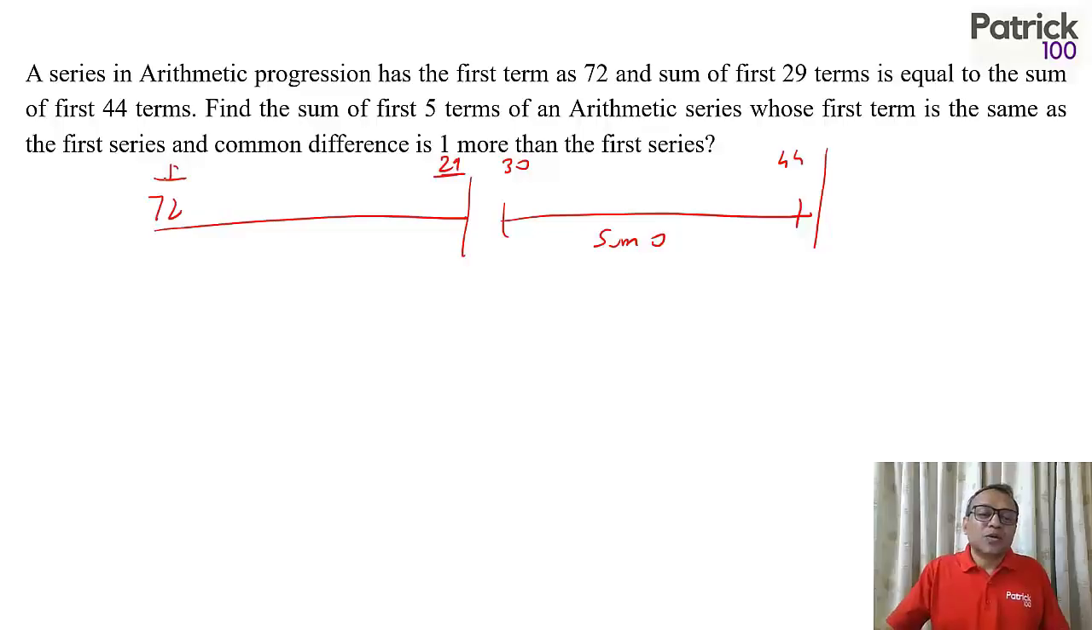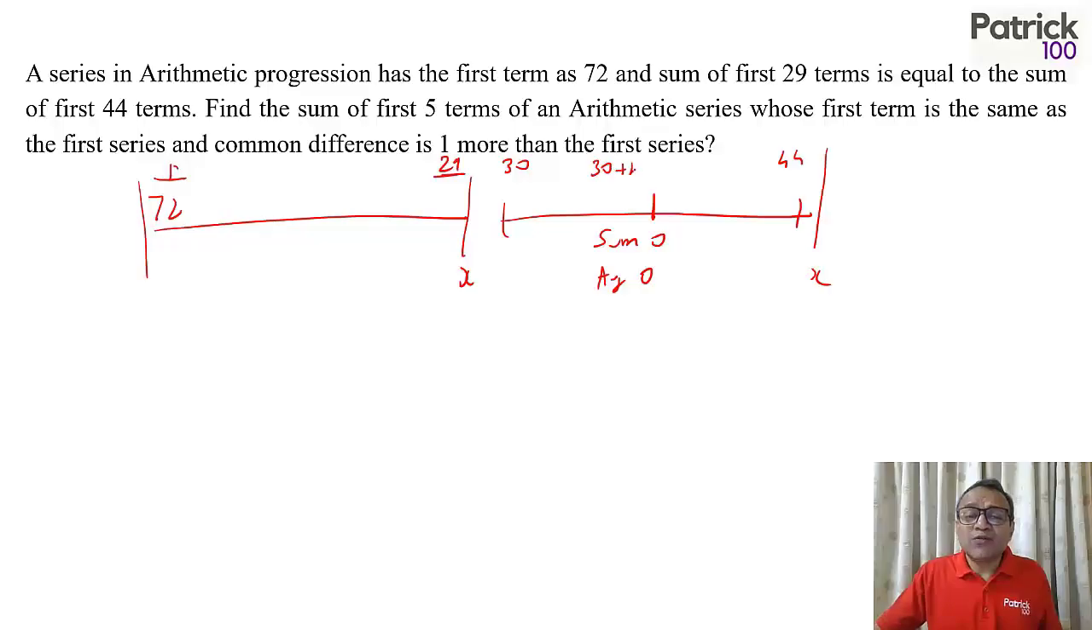Right? So as I said, the sum of the first 29 terms is equal to the sum of the first 44 terms. Let's say the sum of the first 29 terms is x. The sum of the first 44 terms also is x. That means in the middle the value will be 0. In an arithmetic progression the average also is 0. Sum is 0, average is 0. And the average is the middle term.